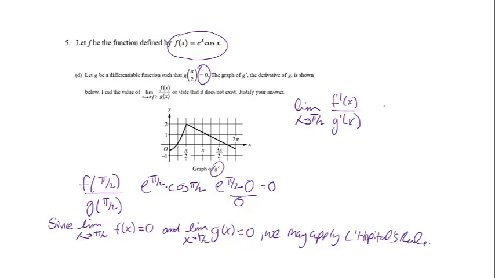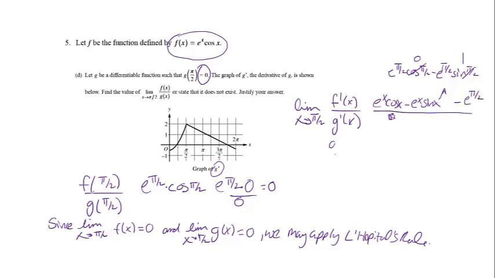So f prime, we've already established from the last problem, was equal to e to the x cosine x minus e to the x sine x. And now we just need to plug in pi over 2. So that gives me e to the pi over 2 cosine pi over 2 minus e to the pi over 2 sine of pi over 2. Okay, if I evaluate that, cosine of pi over 2 is 0, sine of pi over 2 is 1. So I'm going to get negative e to the pi over 2. Okay, so that's the numerator.